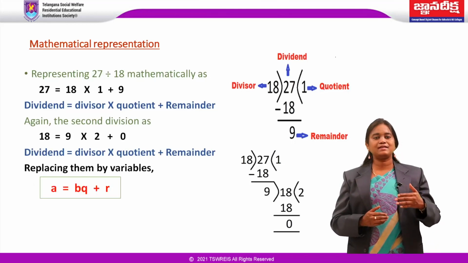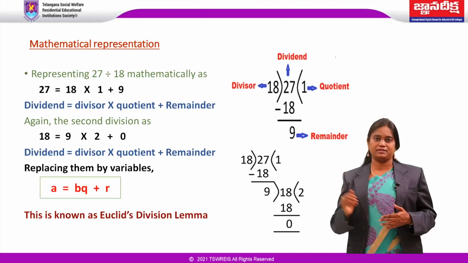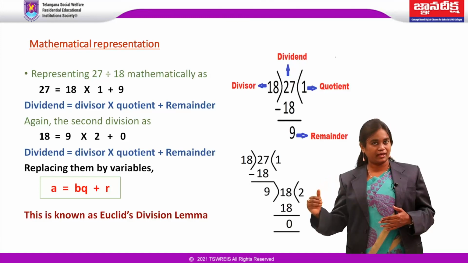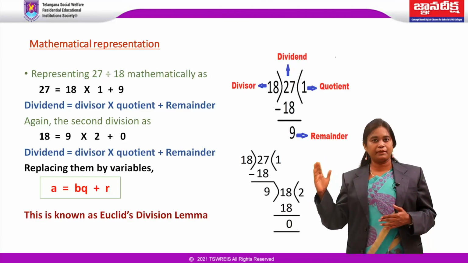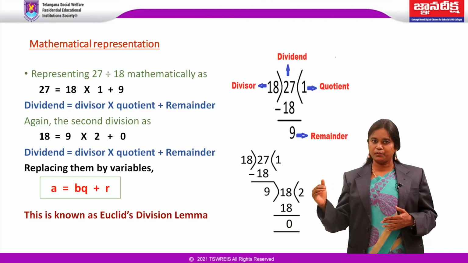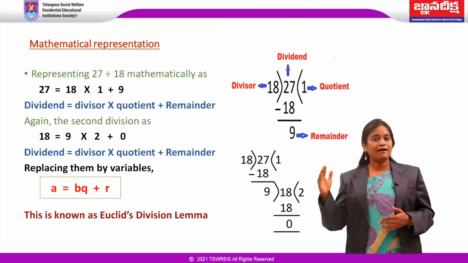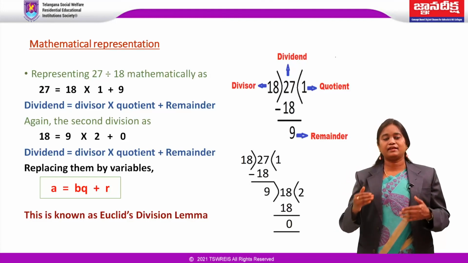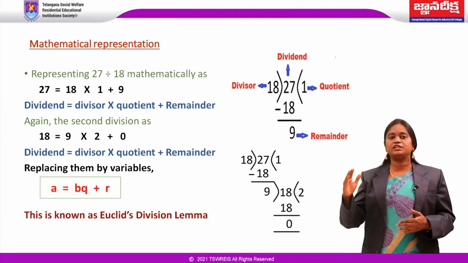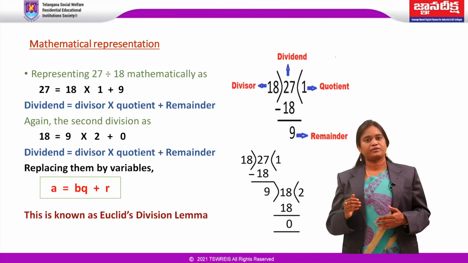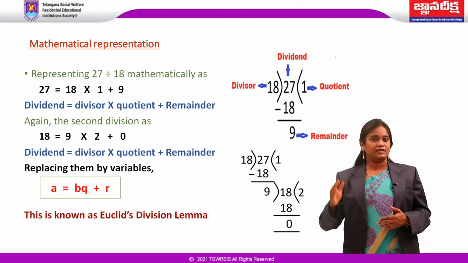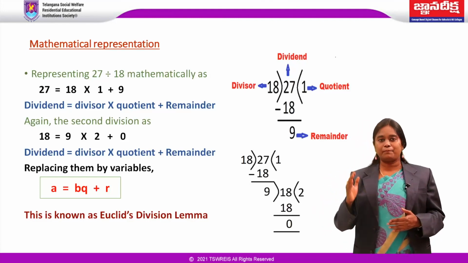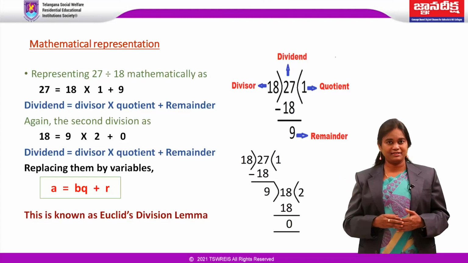Now, replace the numbers by variables. That is, replace dividend by the variable A, divisor by B, quotient by Q, and remainder by R. Then it looks like A is equal to B into Q plus R, which is the same as dividend is equal to divisor into quotient plus remainder, right?